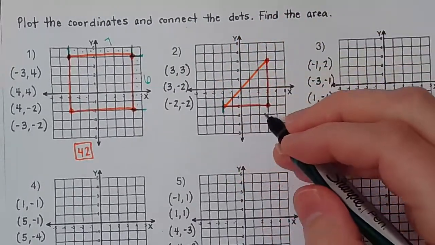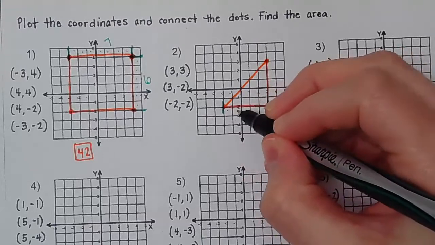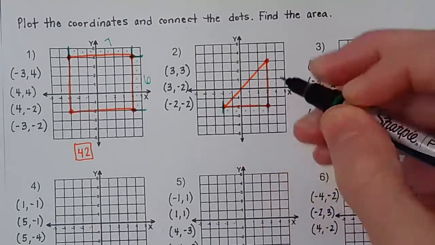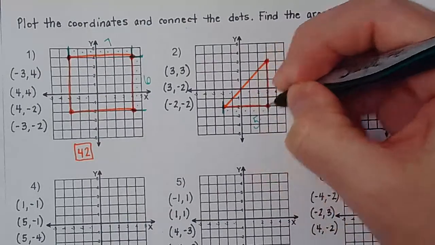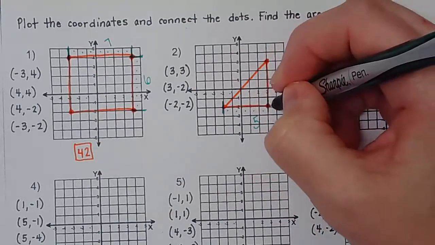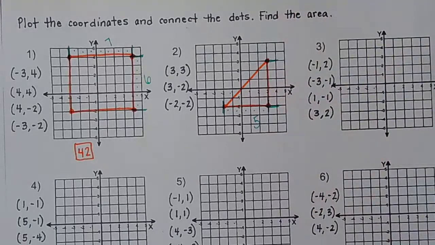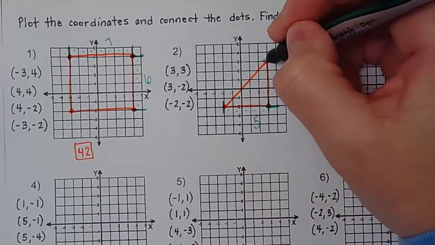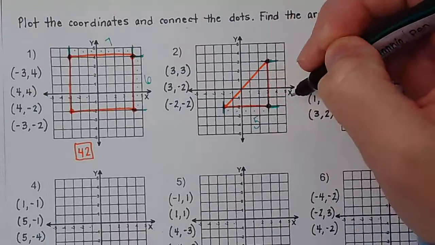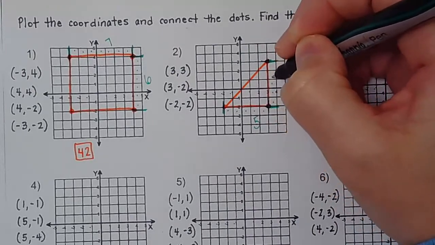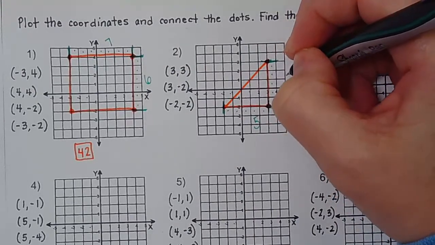So from here to here, so 1, 2, 3, 4, 5. My base is 5. Let's see how tall my triangle is. So once again, from this line to this line, you're not going to have any halves. That's why I'm drawing these lines, so hopefully you can clearly see. Here's the top of my triangle. Here's the bottom. 1, 2, 3, 4, 5.